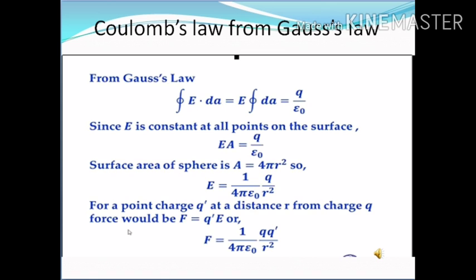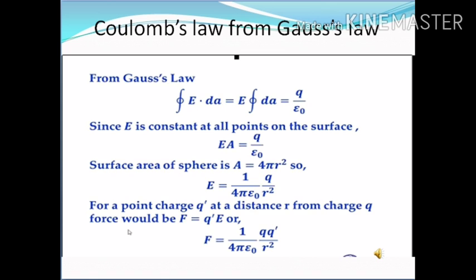Now, according to Gauss's law, the surface integral of the electric field is equal to q upon epsilon naught, and the value of the electric field is the same on the Gaussian surface. Therefore, this equation becomes E into A is equal to q upon epsilon naught. Now, the surface area of a sphere is 4 pi r square. Using this value in our equation, E becomes 1 upon 4 pi epsilon naught q upon r square.